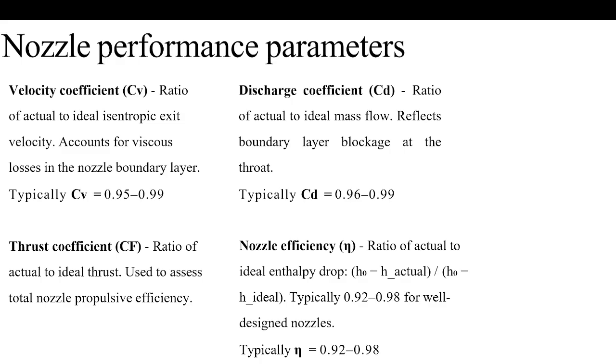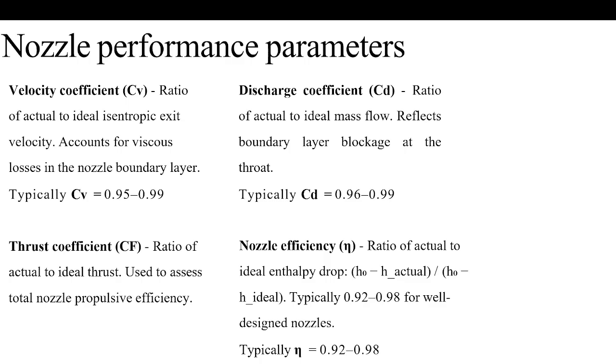Okay, so what would be the performance parameters? As every component has some performance parameters, in such cases we also have the nozzle performance parameters, which include the coefficient of velocity, thrust coefficient, discharge coefficient, and the nozzle efficiency. We will derive the efficiency of the nozzle in a short while. The velocity coefficient is the ratio of the actual exit velocity to the ideal isentropic exit velocity, in short, V actual divided by VE.